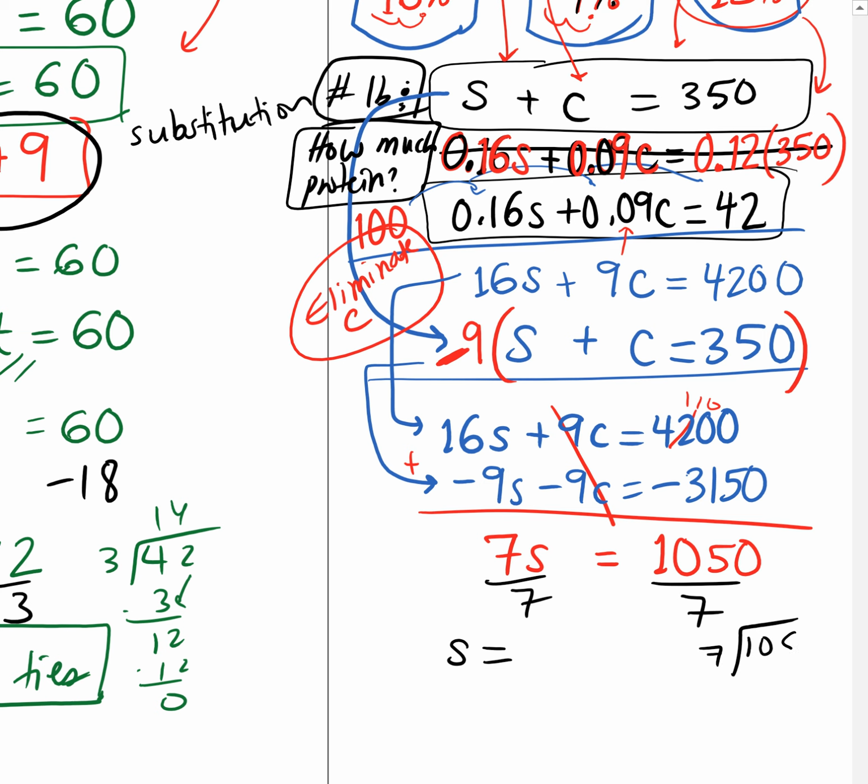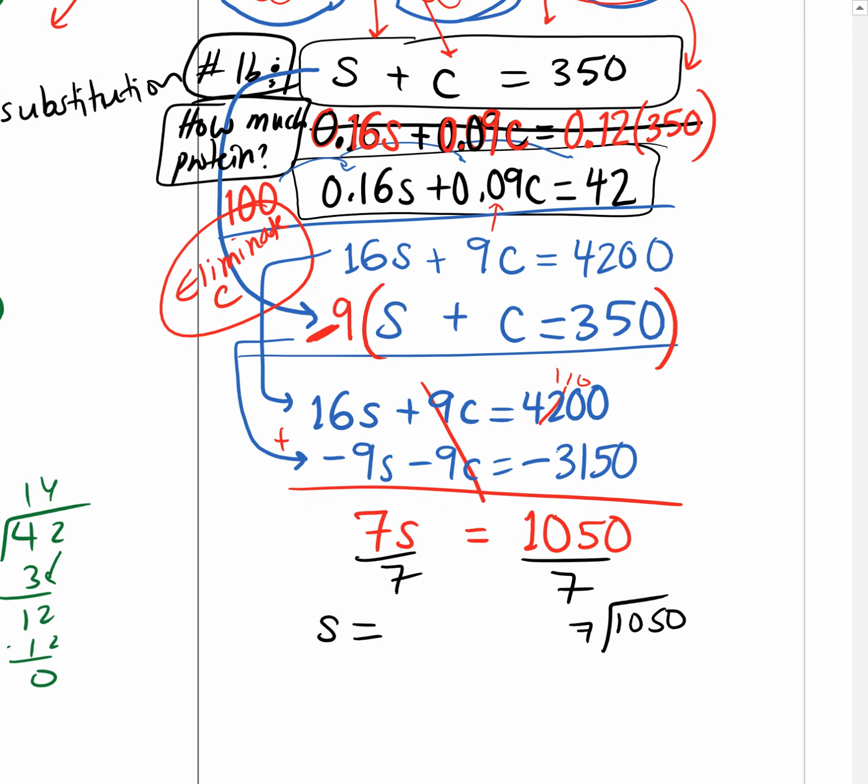7 into 1,050. Well, 7 goes into 10 once. Goes into 35 5 times. Okay, this is looking good. It goes into 0 0 times. Okay. So 150, there we go. And S stood for soybean meal. So you need that many pounds of soybean meal.